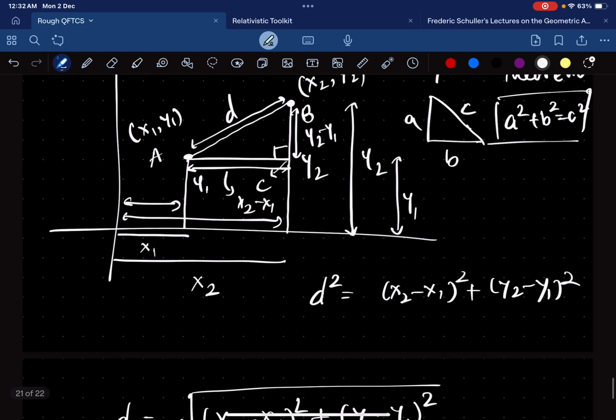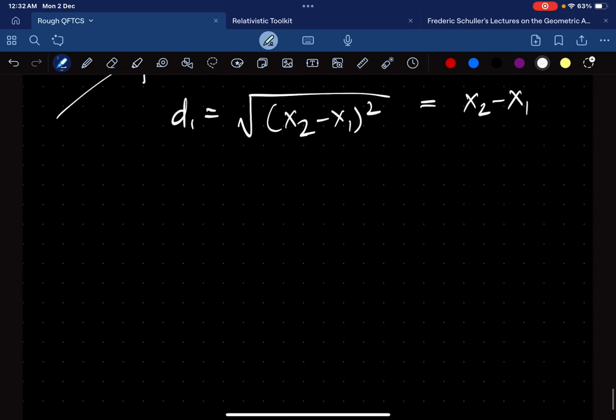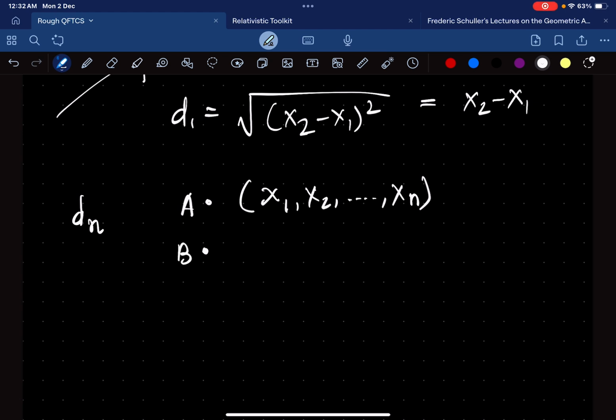x2 minus x1. Okay, so using summation sign, we can say that in an n-dimensional coordinate system, we can define the distance between 2 points. Let the first point A have the coordinate xi. What is xi? It has coordinates x1, x2, ..., xn. It has n coordinates, and another point is B. It has y1, y2, ..., yn.